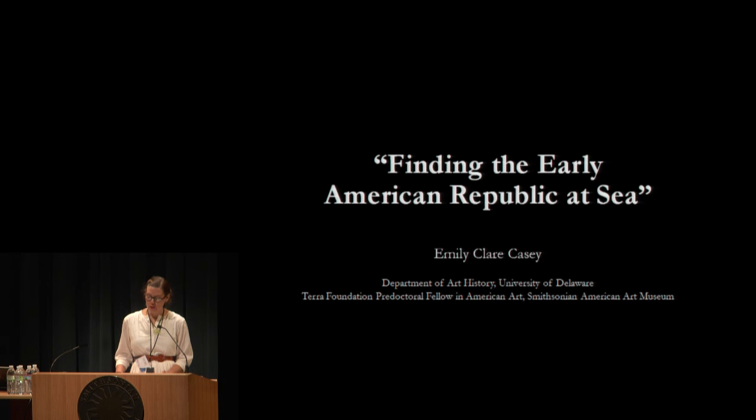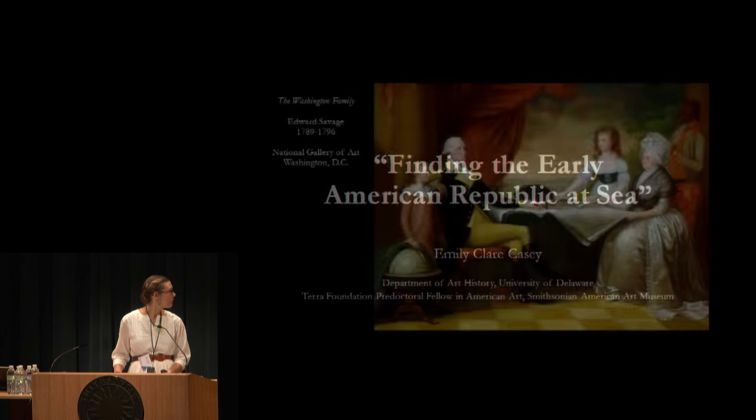I ask how the sea was materially conjured in the textures and forms of these objects. What kind of associations did the sea have for the Americans that touched and owned these things? My inquiry is at its most exciting when it leads me to objects that at first glance seem to be far removed from fluid ocean currents.